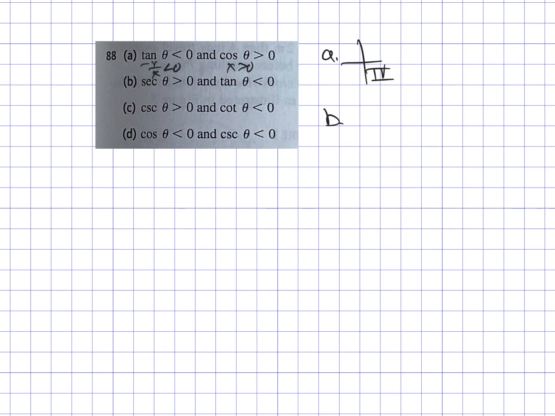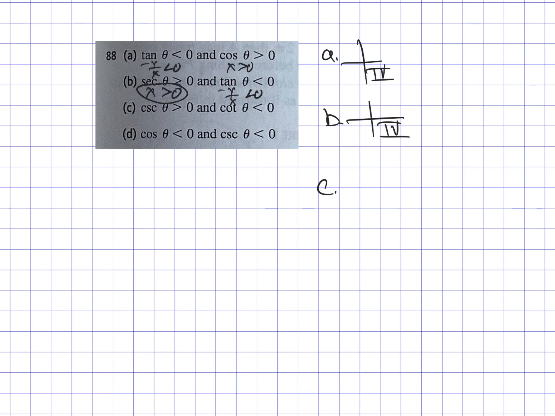Part B, secant goes with cosine. That's the x value. It's positive. Tangent is y over x. It's negative. So that means one's positive and one's negative. And since x is positive, y has to be negative. So if x is positive and y is negative, you are again in the fourth quadrant.